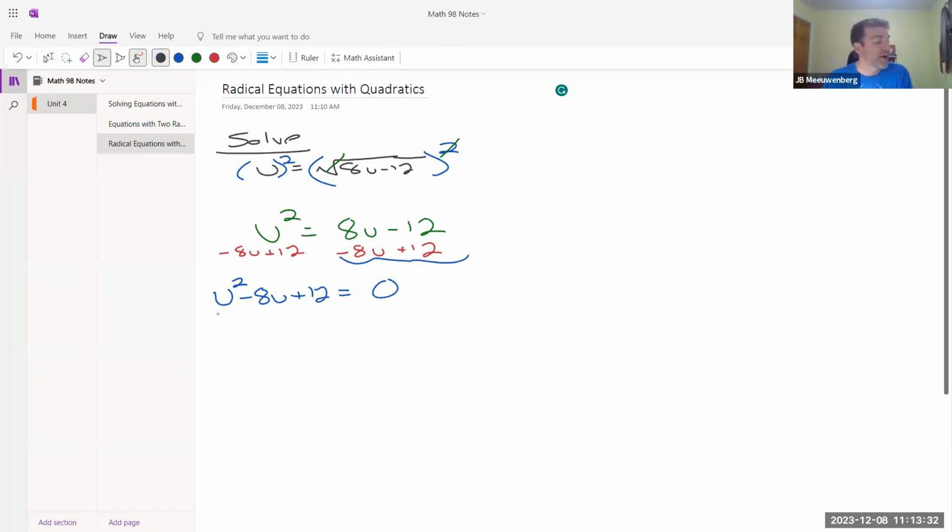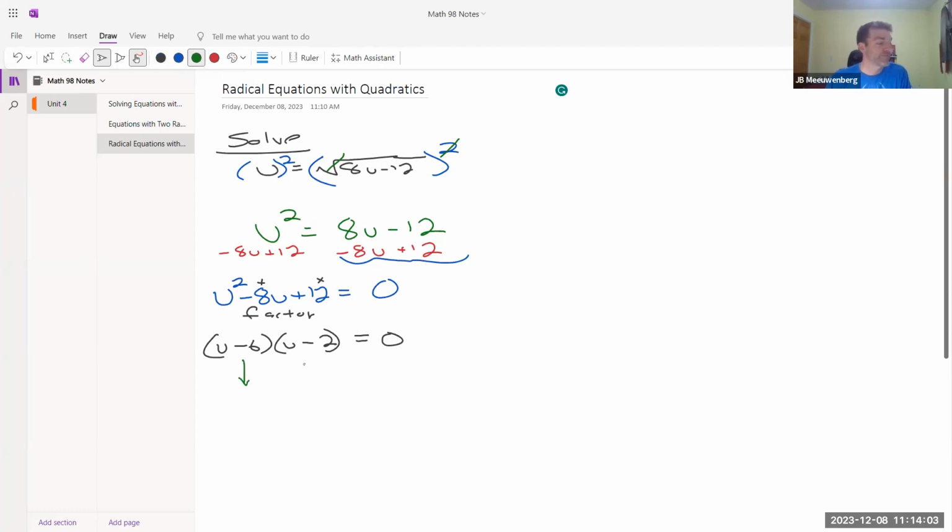How do we solve this now? We have to factor this quadratic. It's a second degree trinomial with a leading coefficient of 1. So we're going to factor it by finding two numbers that multiply to be 12 and add to be negative 8. And we're going to write them as u minus 6 and u minus 2. Negative 6, negative 2, multiply to be 12, add to be negative 8. They still equal 0, but we're not done. We have to solve this still.